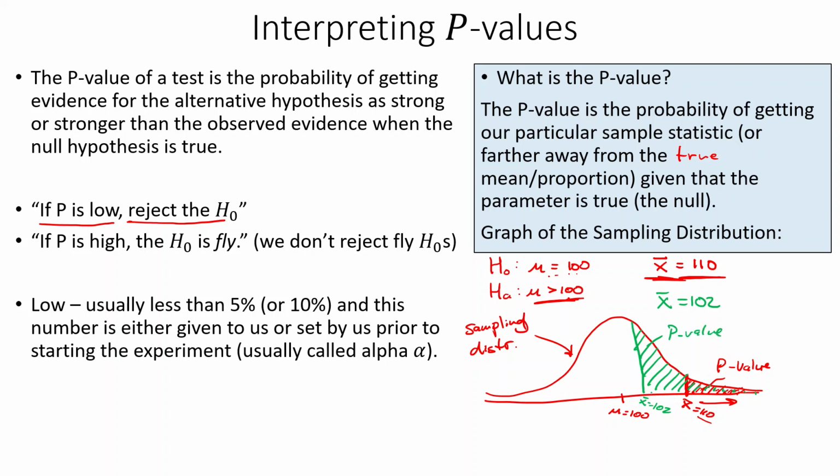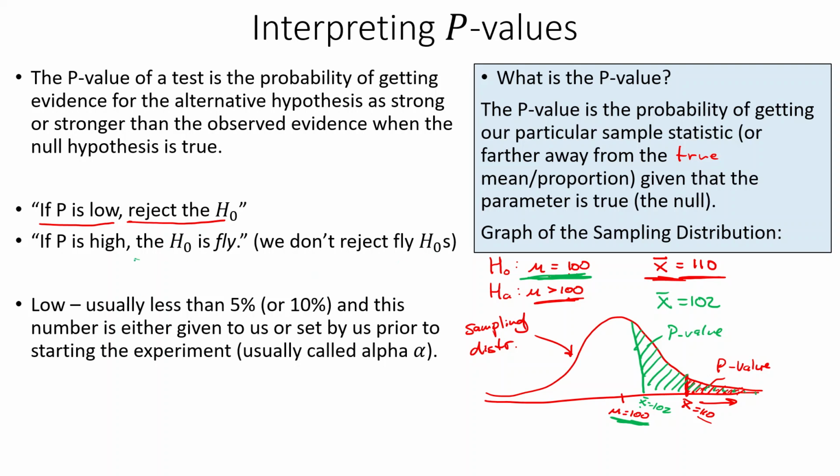All right, if there's a lot of area there, that means that this x bar is close to what our null hypothesis was. It's close to this. So if it's close to what our null hypothesis is, that means our null hypothesis was probably correct. So if P is high, the H0 is fly, is what I like to say. We don't reject fly H0s in this class, guys. So if P is low, we reject that H0. Right? If P is high, the H0 is fly. Don't reject the H0. All right?